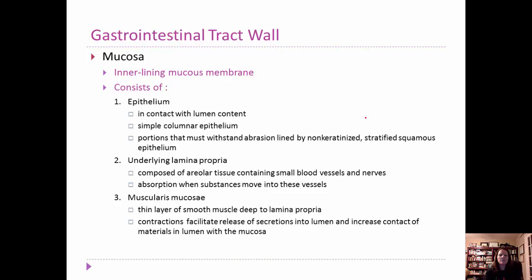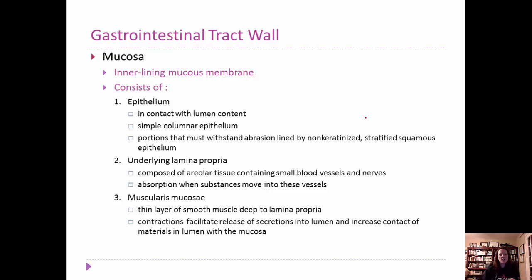So looking at first that mucosa, remember that is the inner lining of the mucous membrane. It is going to be the one that forms the lumen of the GI tract. It's going to consist, of course, of the epithelium. Most of the time, throughout most of the GI tract, it's going to be simple columnar epithelium. And the reason why, if you remember back to 2401, the main function of simple columnar epithelium is going to be secretion and absorption. So yes, that's going to be the main epithelium here.